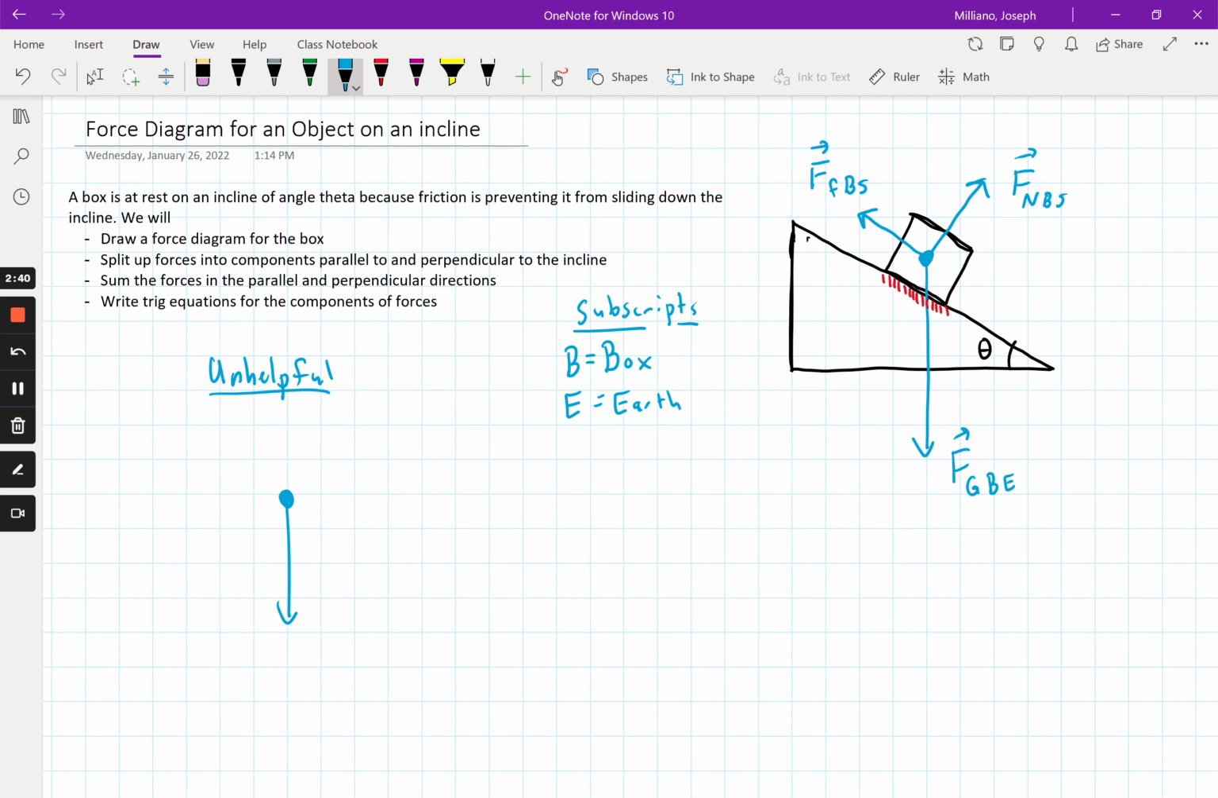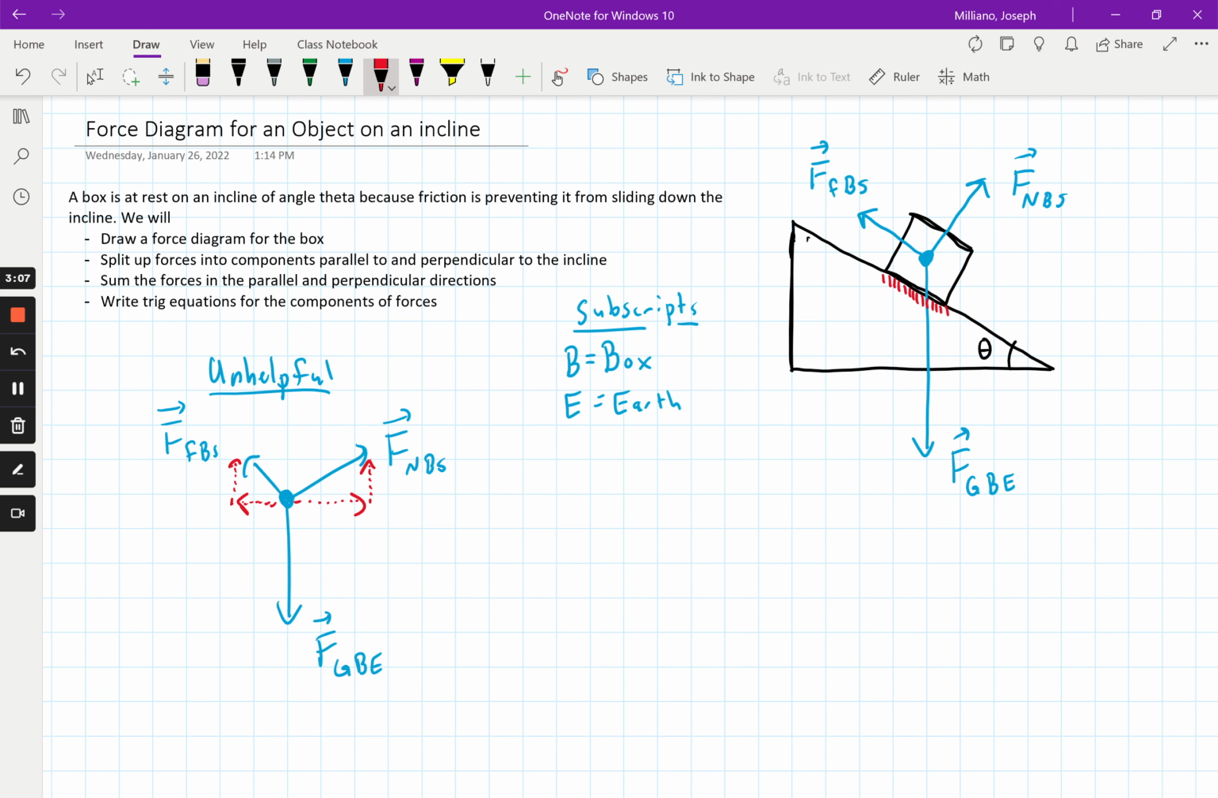You may be tempted to take our force diagram, it looks like this. We have the downward gravitational force on the box by the Earth, that angled normal force on the box by the surface, and that angled friction force on the box by the surface. Based on what we've done so far in class, you may be tempted to say the normal force has an x component to the right and a y component that's up. And the friction force has an x component to the left and a y component that's up.